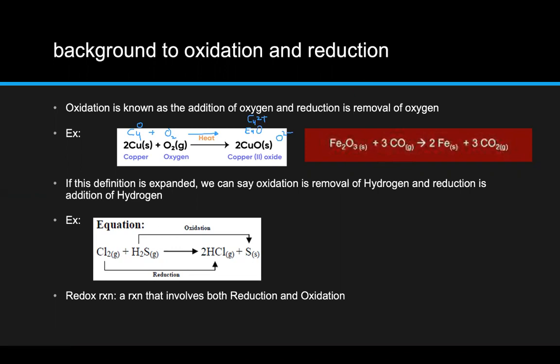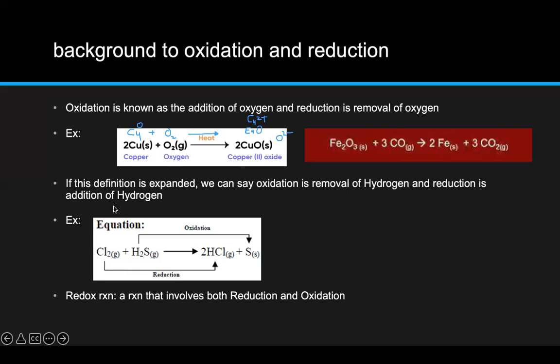While we can expand the definition of redox and say that oxidation is the removal of a hydrogen atom and reduction is the addition of a hydrogen atom. Taking a look at this example, we have chlorine plus hydrogen sulfide gives us hydrogen chloride, or hydrochloric acid, plus sulfur. So chlorine has gone from chlorine in a normal state, just a simple diatomic chlorine element, to HCl. So it has gained a hydrogen atom.